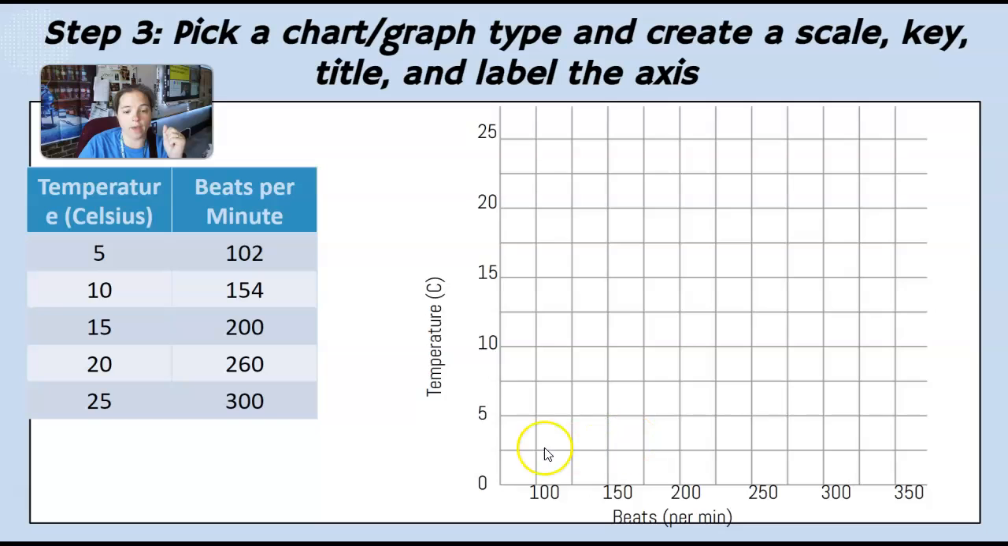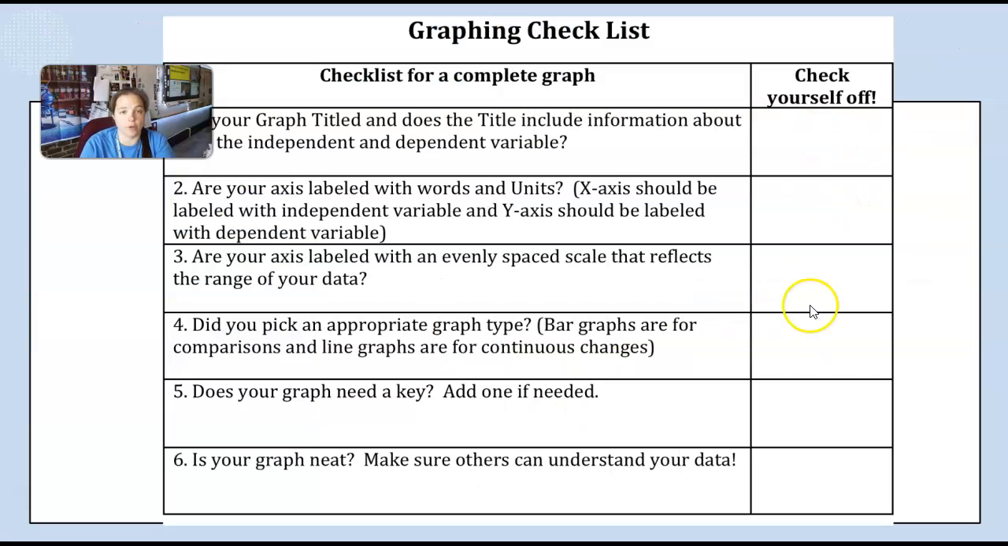So at 5, I want to go 102, and I'd put a dot right there. 10, 154, I go about there. 15 and 200, which is really nice. I put it right there. 20 and 260, right about there. And 25 and 300, right there. And I took up basically the whole chart. I'm going to connect from here to here, and I'm not going to go any further.